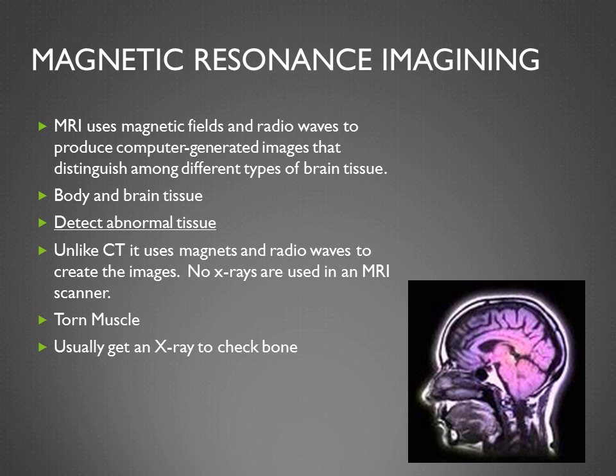Unlike a CT scan, an MRI uses magnetic fields and radio waves to create images; no X-rays are used in an MRI scanner. Okay, so the CT scan, which we kind of talked about before, the CAT scan, helps detect the bone structure. This one's going to help detect the brain tissue. So if you have a torn muscle, or let's say they want to look at the tissue like an abnormal lump that's maybe taking place, it's going to help detect that.